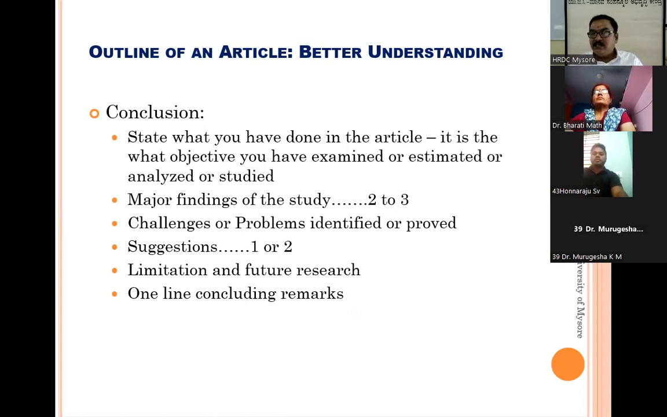And what are the challenges or the problems identified, as a threat for the development or something related to your major subject matter. And one or two suggestions have to be written in the conclusion. And if possible, if you are rational, then write about the limitation of your article. Limitation in the sense, not in terms of quality. So you have taken Mysore as a research area, but the same thing can be applicable to Chamarajanagar, Hassan, Mandya. So that's how you have to write.